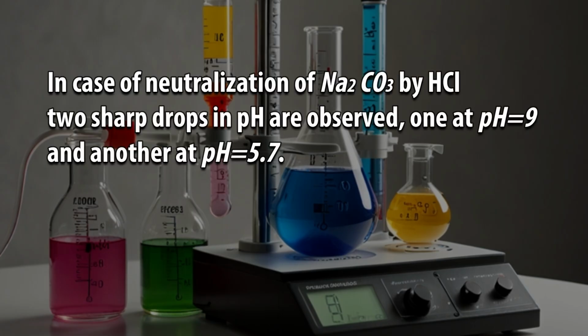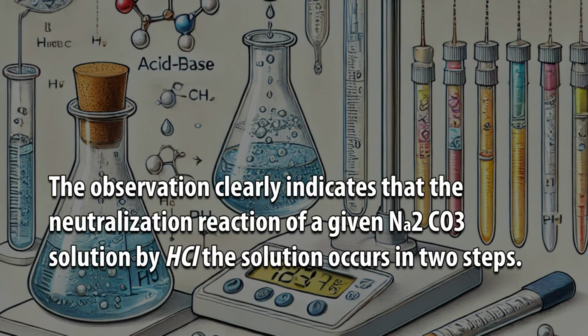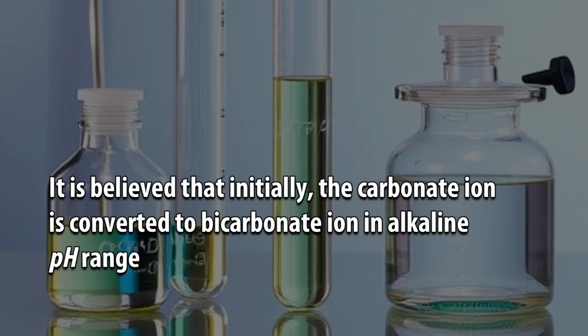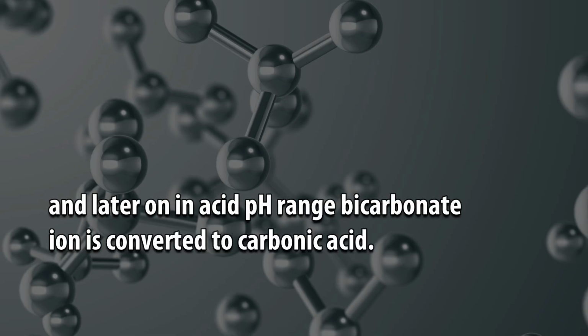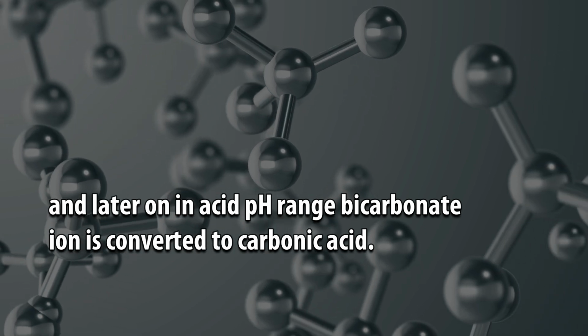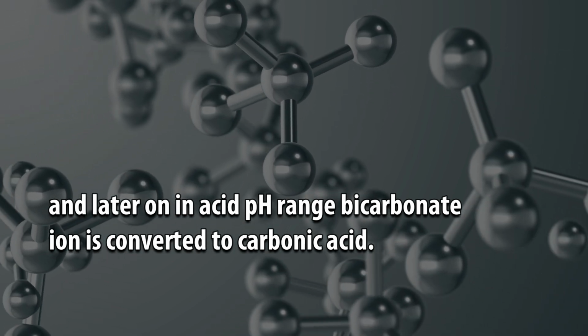In case of neutralization of Na2CO3 by HCl, two sharp drops in pH are observed, one at pH equal to 9 and another at pH equal to 5.7. The observation clearly indicates that the neutralization reaction of a given Na2CO3 solution by HCl occurs in two steps. It is believed that initially, the carbonate ion is converted to bicarbonate ion in alkaline pH range, and later on in acid pH range bicarbonate ion is converted to carbonic acid.